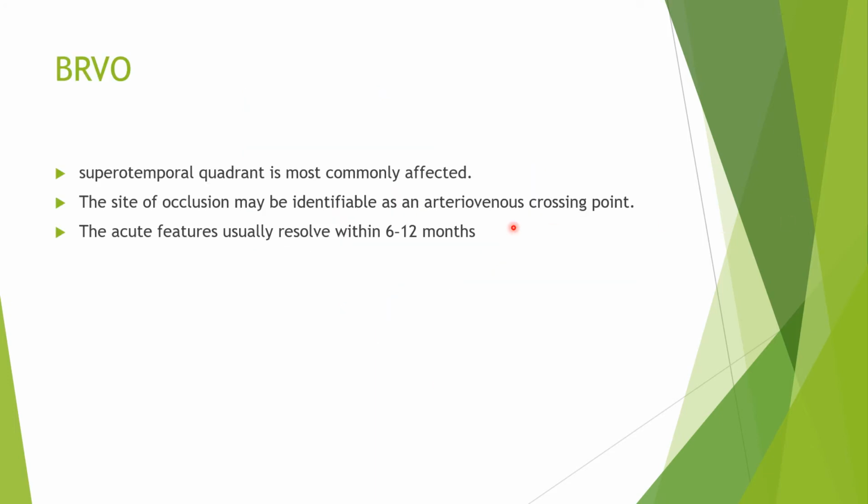So what exactly is a branch retinal vein occlusion? See, the superior temporal quadrant is most commonly affected. The site of occlusion is generally an arteriovenous crossing point. Now I'll tell you the reason why this occlusion occurs mostly at the site of the arteriovenous crossing. The acute features of it usually resolve between 6 to 12 months, right?